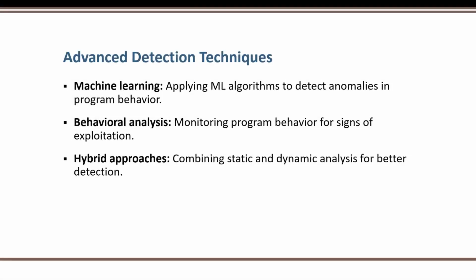To detect and prevent buffer overflow attacks, security professionals employ advanced techniques. Machine learning algorithms can be applied to analyze program behavior and identify anomalies that may indicate an attack. Behavior analysis involves monitoring a program's actions for signs of exploitation, such as unusual memory access patterns or unexpected crashes. Hybrid approaches combine static and dynamic analysis for comprehensive detection.